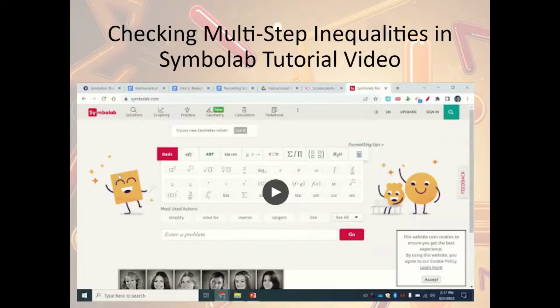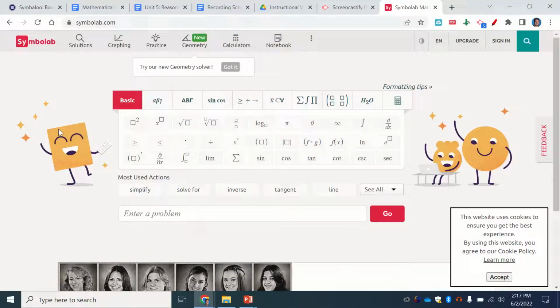There's a video here that shows you how to check multi-step inequalities using Symbolab. So you can watch this video to see how to check your work. Let's take a look now at how we can use Symbolab to check our work when dealing with multi-step inequalities.